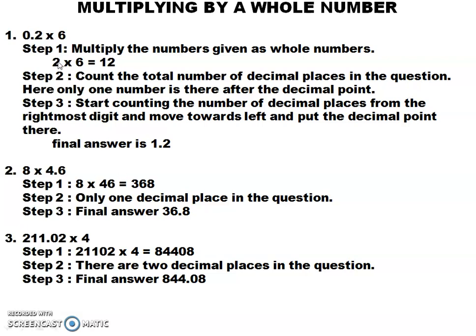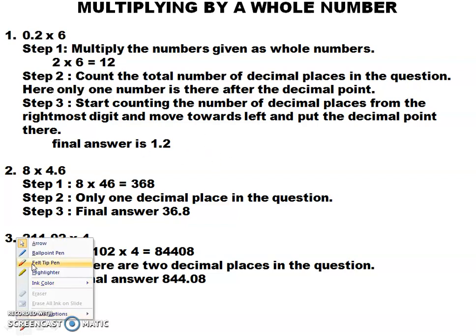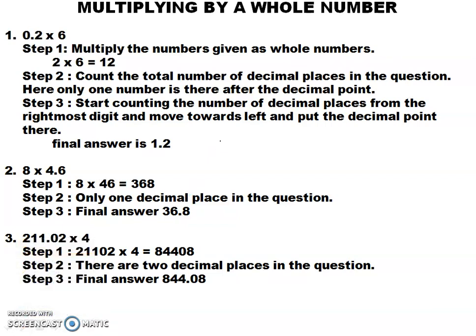Now consider the decimal number. How many decimal places are there? Only one decimal place is there. So that is step 2. What is step 3? Count from the right. That is, if I write 12, I'll start from the right. And how many decimal places? One decimal place. So I'll put the point here. So the final answer is 1.2. Clear?